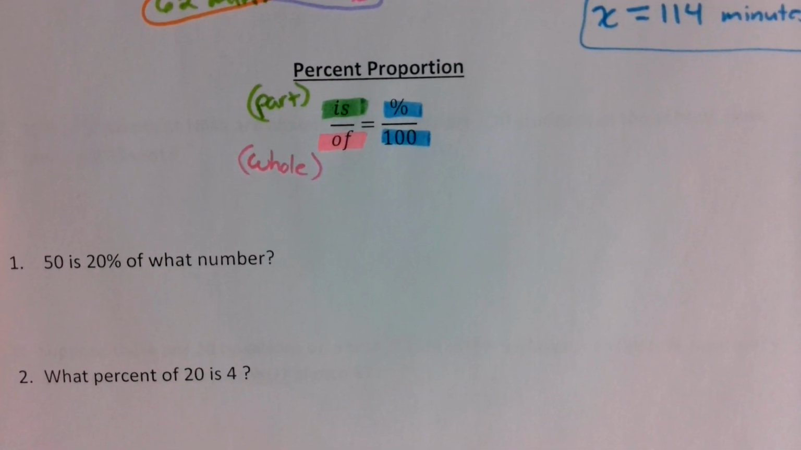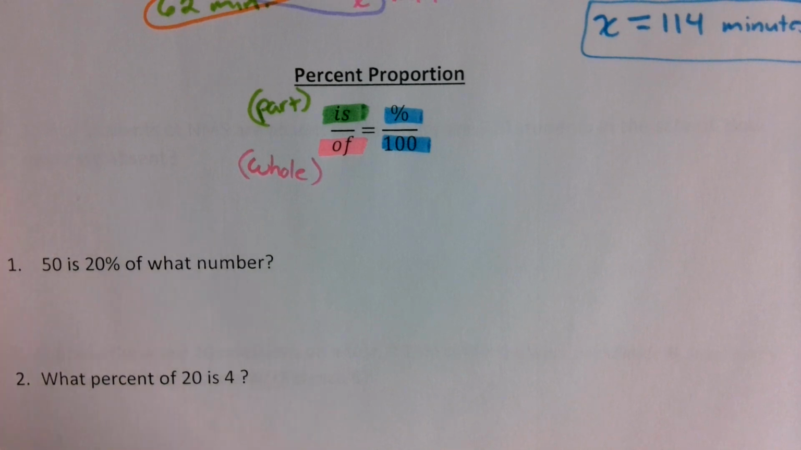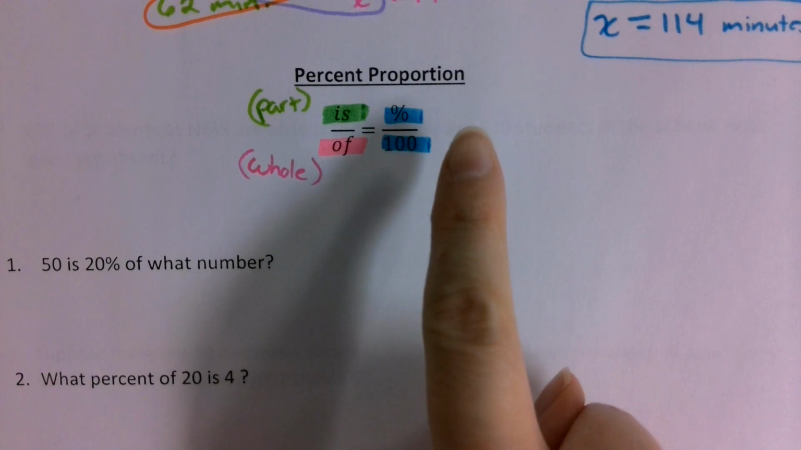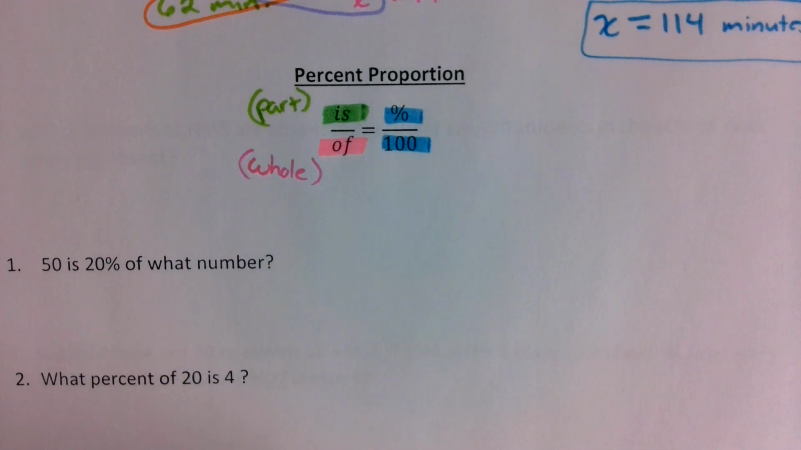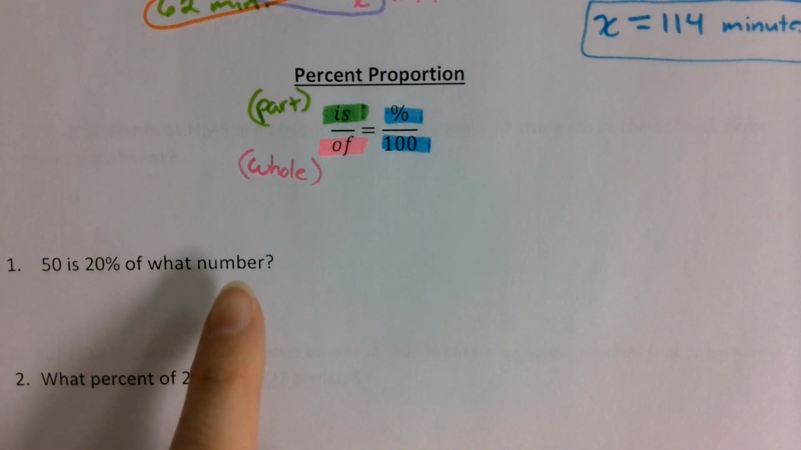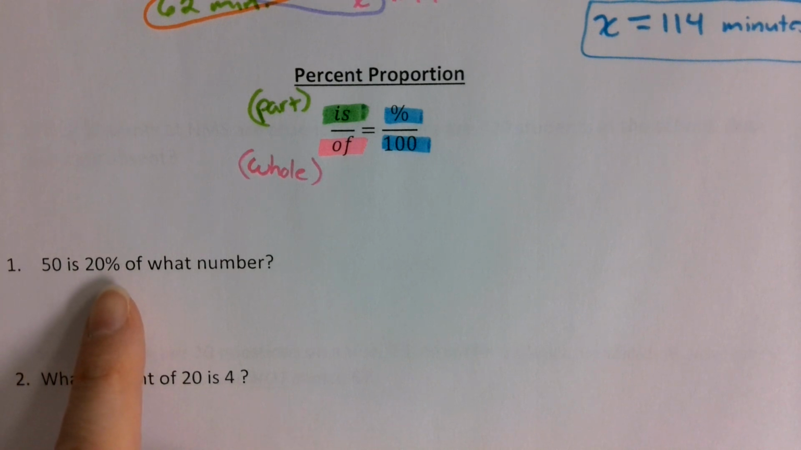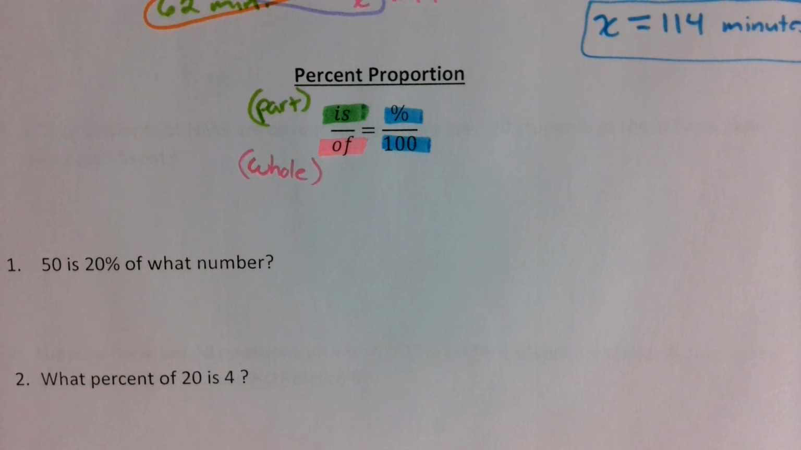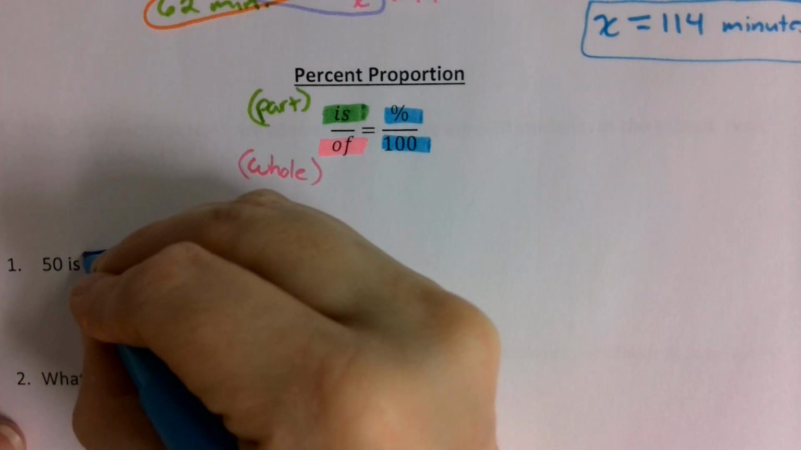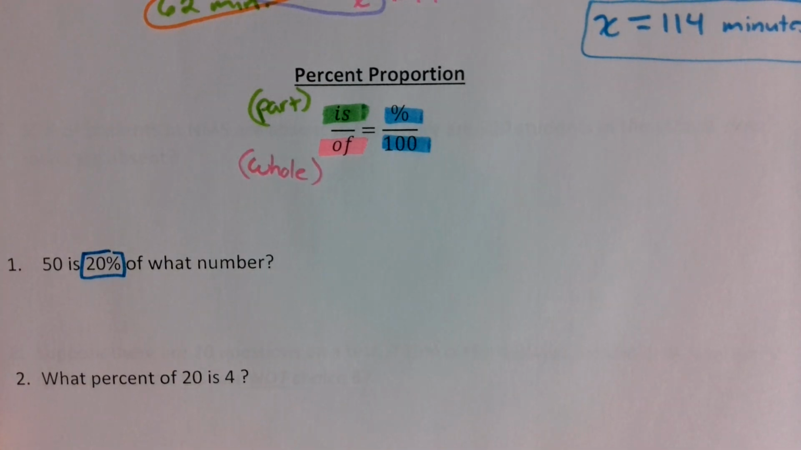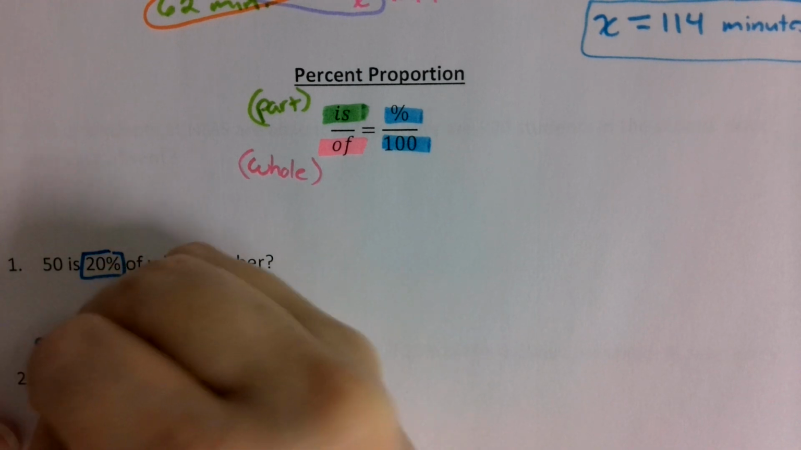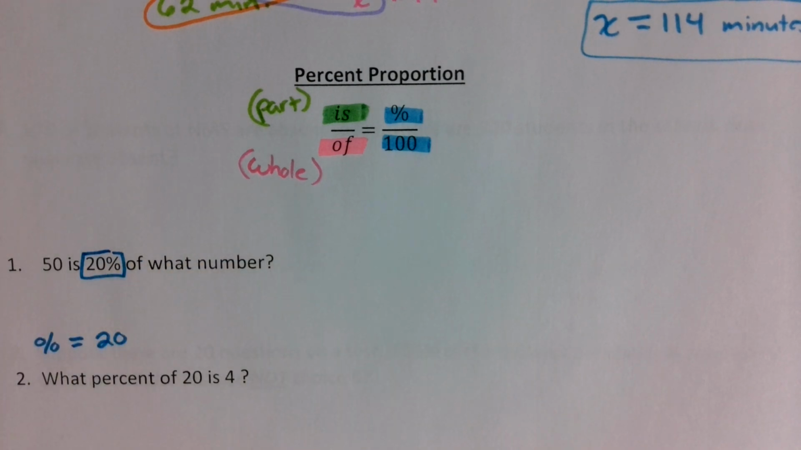So with these kinds of problems, we're now having to identify which value represents our is or our part, which value represents our of or our whole, and which value represents a percentage. It's easy to identify a percentage because it's going to have the percent sign, right? If it has a percent sign, that makes it a percent. So in this very first problem, we have: 50 is 20% of what number? Right off the bat, I can identify that the 20 is my percentage. So when I want to label what my parts are, I'm going to put my percent is 20.